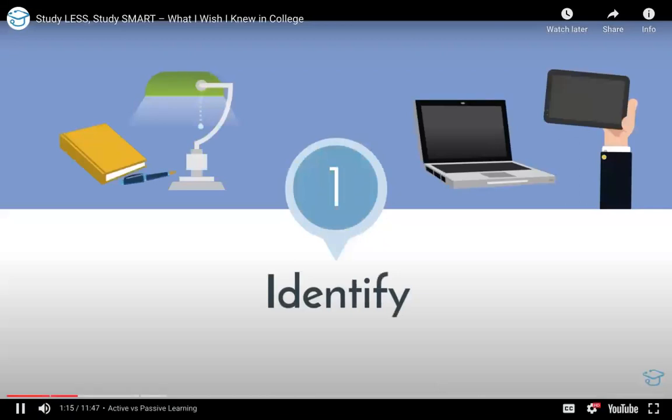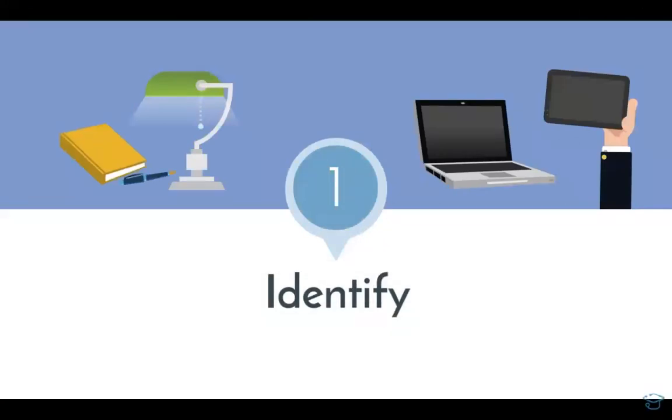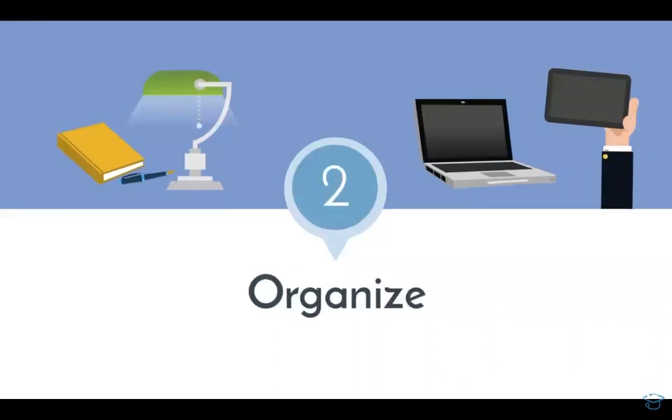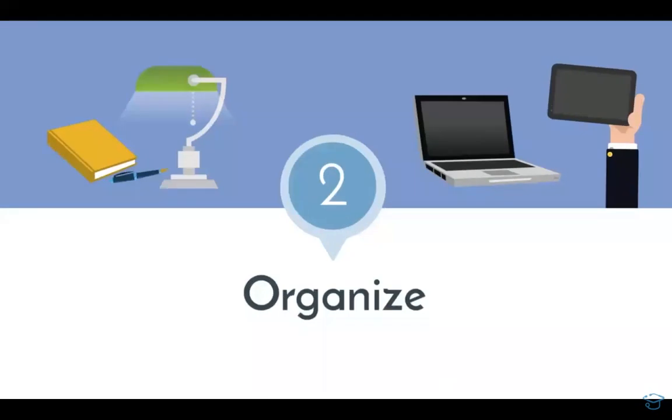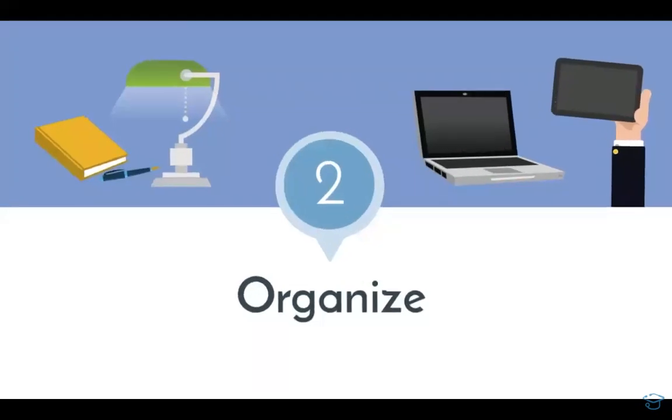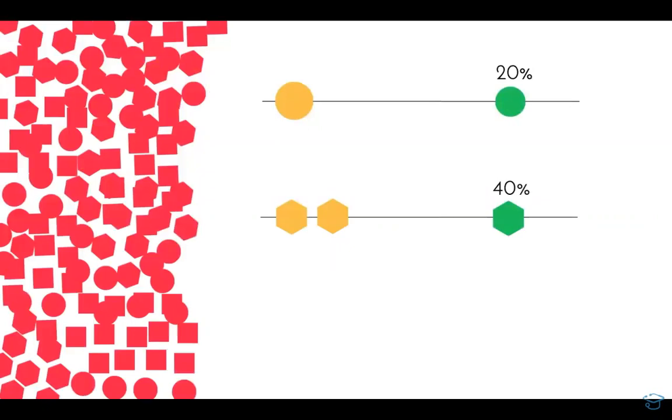The first step is to identify what is important. Not all information is created equal. To employ active learning, you must constantly be sorting information and assessing its relative importance. Second, organize the information in a way that you understand. Again, as an active process, this isn't going to be just copying and regurgitating the information. Instead, you're going to be doing the difficult task of synthesizing the information in your own words, in diagrams, or in other study aids.